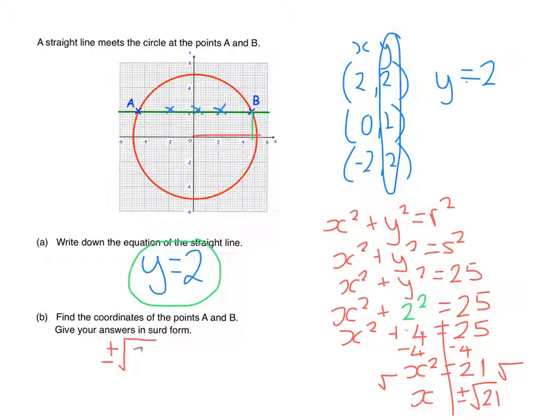And you do just need to check, can that surd be simplified any more? And we know that 21, the only 2 numbers that go into it other than 1 and 21 are 3 and 7, and neither of those are square numbers. So that's as simple as it can be. So it's plus or minus the square root of 21.